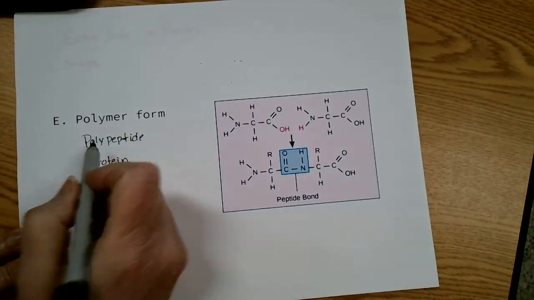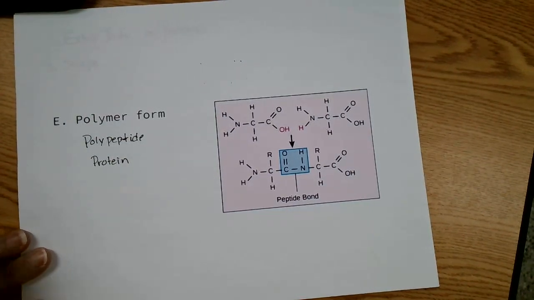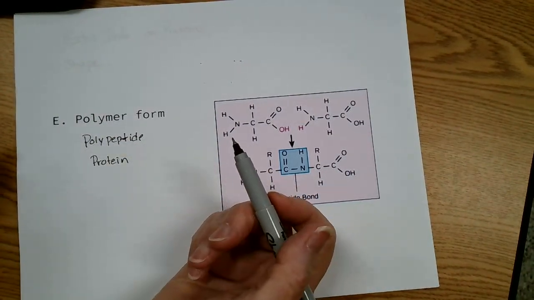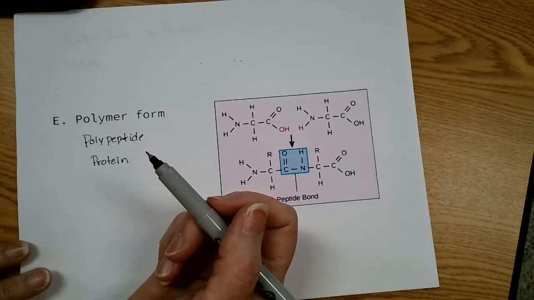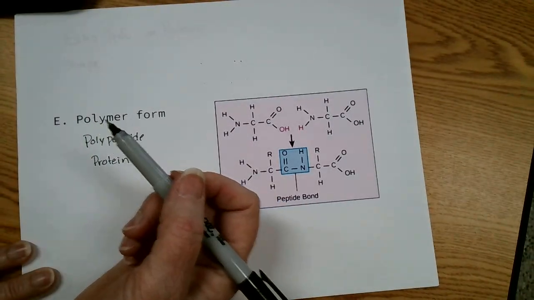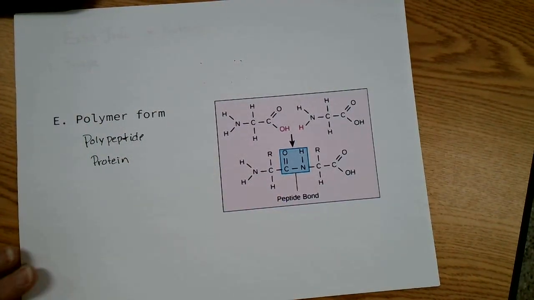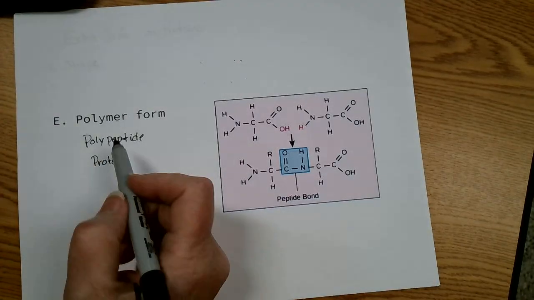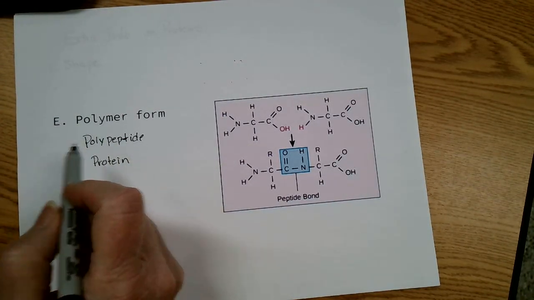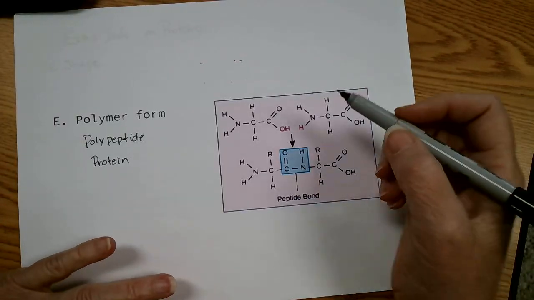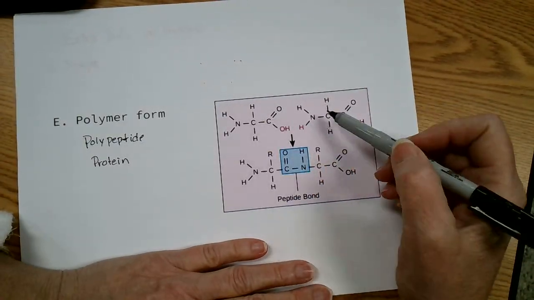You like that word poly. I know you do. It means many. But why didn't it say polyamino acid? Like polysaccharides, from monosaccharides. And why didn't they call amino acids monoamino acids? That would have been nice because it would have made a lot more sense. But we're going to see where this peptide comes from. So let's take a look at this over here. We have 2 amino acids.